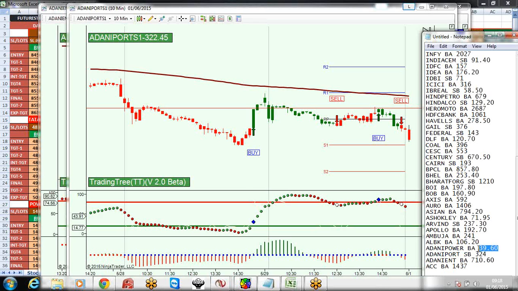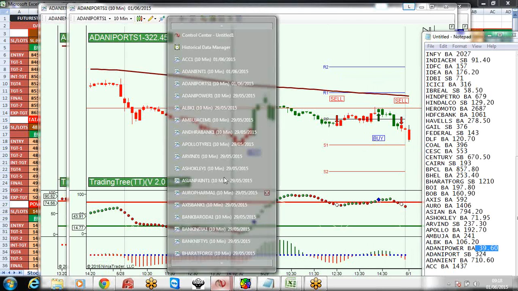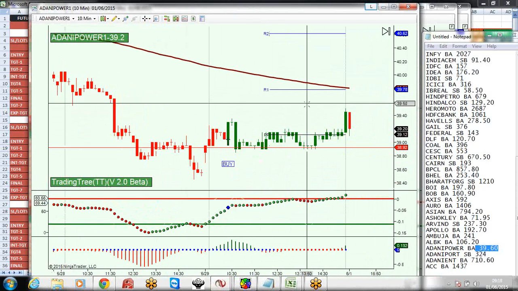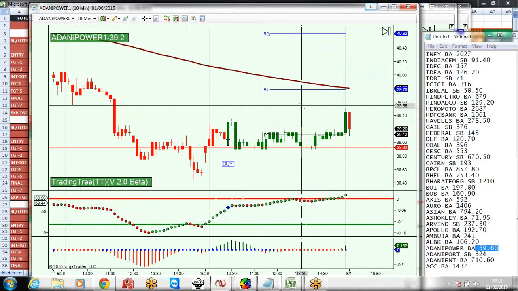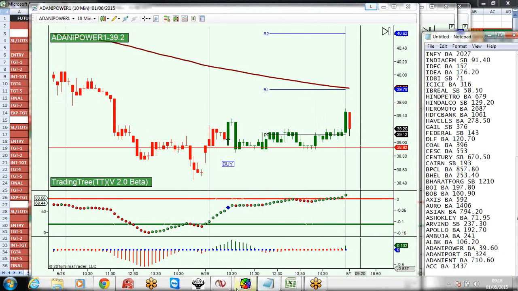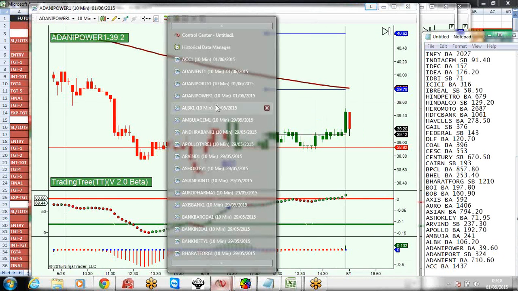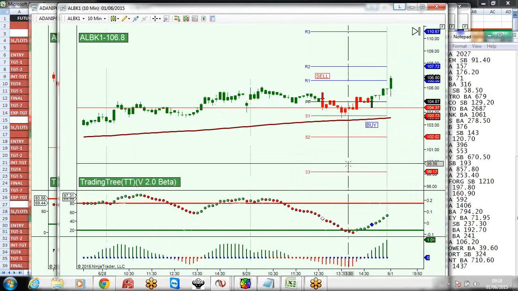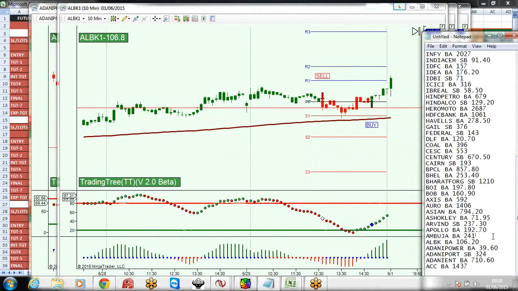Adani Power is in buy above 3960. Let me just show you the chart. So your entry is somewhere here, 3960. If it reaches, then only your call will get triggered. Allahabad Bank is a buy for me at 106.20. 106.80 is the current price. So that is in profit.